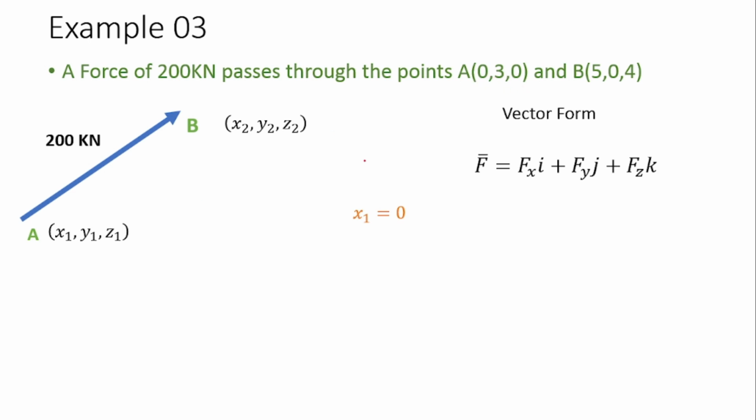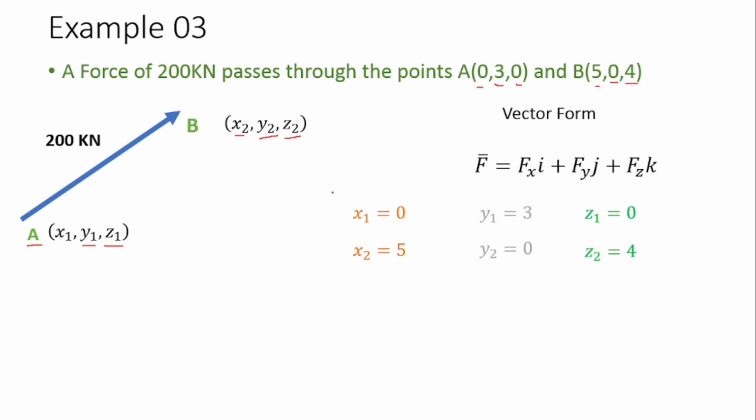So the value of x1 is 0. The value of x2 is 5. Then the value of y1 is the y coordinate of point A, so it is 3, and it is written here. The value of z1 is the z coordinate of point A, so it is 0, and it is written here. Then y2 is the y coordinate of point B, it is 0, and z2 is the z coordinate of point B, it is equal to 4.